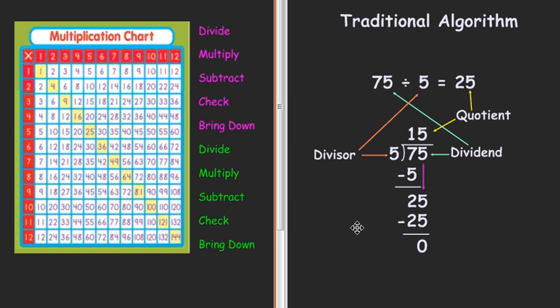Now, some things to remember: you can use your multiplication chart, or you can use skip count to help you. And then you have this saying: divide, multiply, subtract, check, bring down. And you can have a couple sayings to do this. One is drive my super cool buggy. So we're going to take a quick look at a couple problems, and then I'm going to let you try yourself.